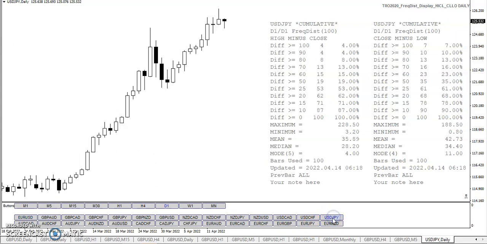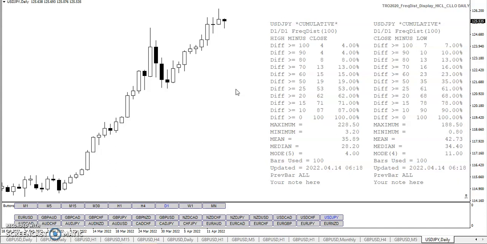Let's take a look at dollar yen. Dollar yen here, 70% at 15, 78 over here. But now if you look here at 10, you can see the percentages statistically go up. You're looking at almost 9 out of 10 either way. So having a 10 pip rat zone on the dollar yen makes a lot of sense.